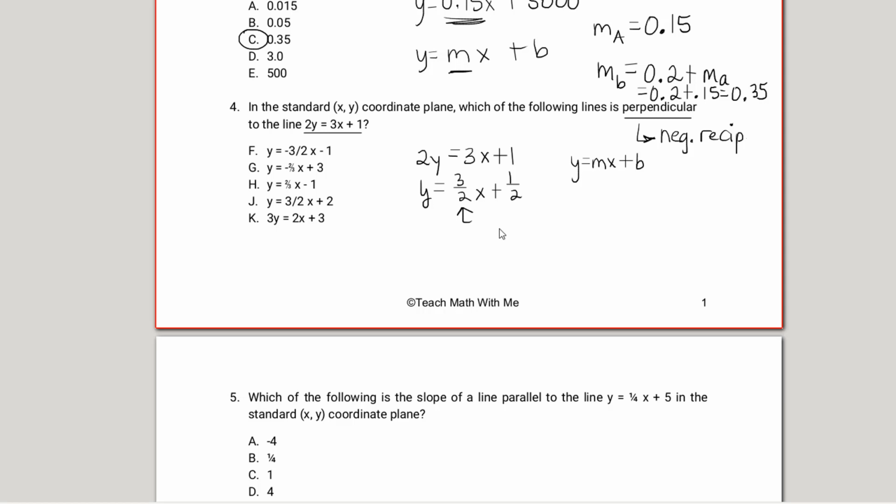This is the slope of this line, 3/2. The one that's perpendicular is the negative reciprocal. Negative, and then we flip it. So we're looking for a slope of -2/3. They show us the full equation of the line that's perpendicular to it. All I need to do is find the one that has a slope of -2/3, and that's the only one like that, and that is answer choice G.